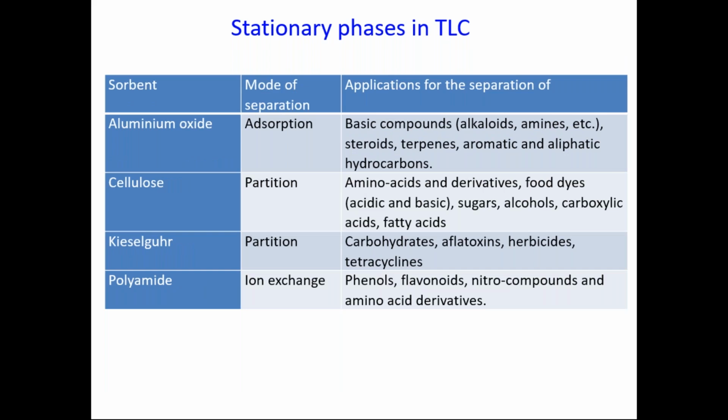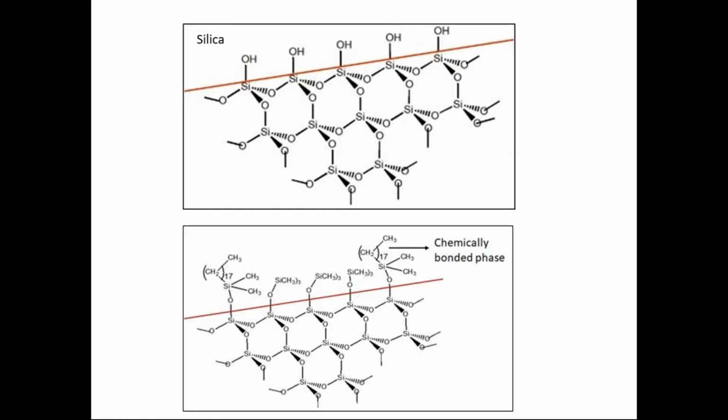We also have aluminum oxide, cellulose, Kieselguhr, and polyamide. So here, once again, the mode of separation is adsorption, partition, or partition for Kieselguhr, and for polyamide, it is ion exchange. So you see, a cellulose stationary phase can be used for amino acids, sugars, alcohols, carboxylic acids, and fatty acids. So in the bonded phases, as I said, the silica can be chemically modified.